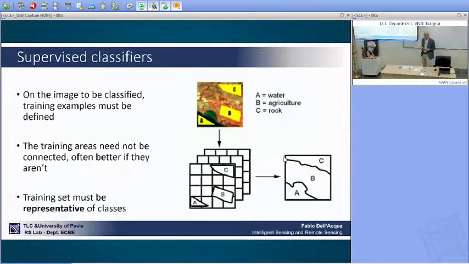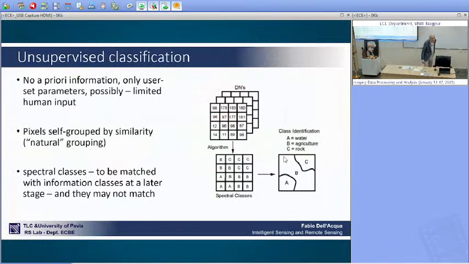Okay, so in the case of supervised classification, we have as an output directly the classes. So since the classifier learns the classes, it will output directly a map reporting them. In the unsupervised case, you will get anonymous classes, spectral classes, which will then have to be associated with information classes. What is the advantage of unsupervised classification?